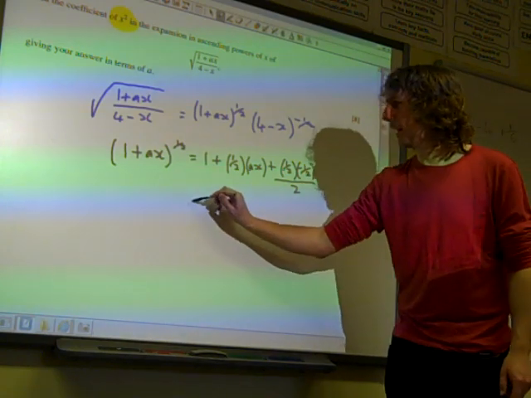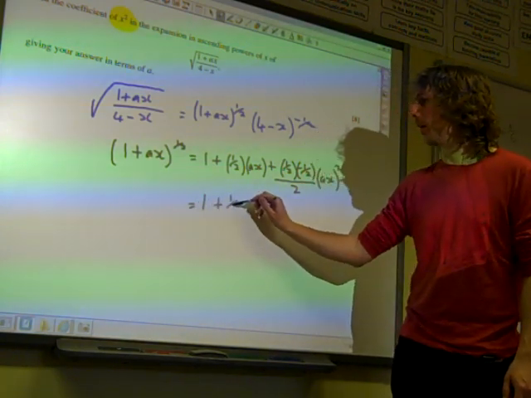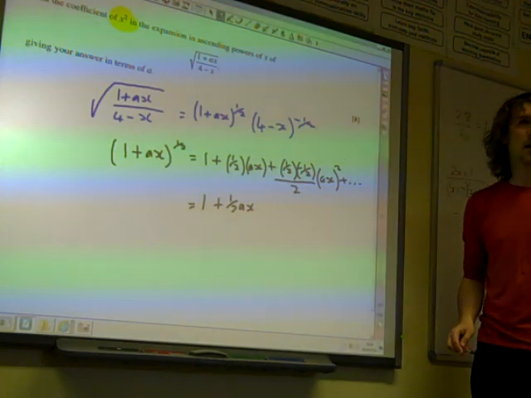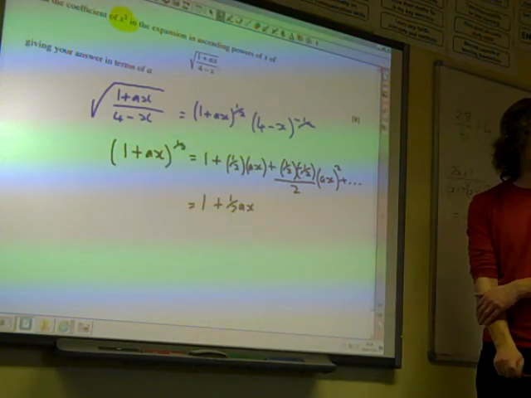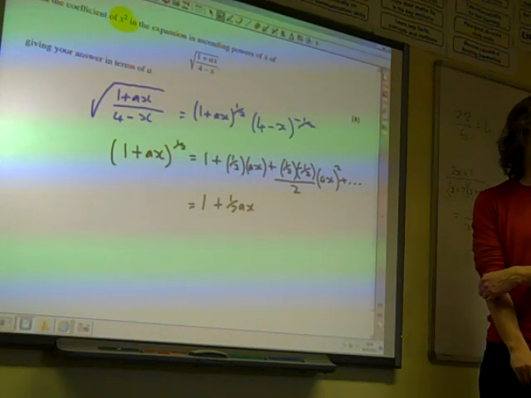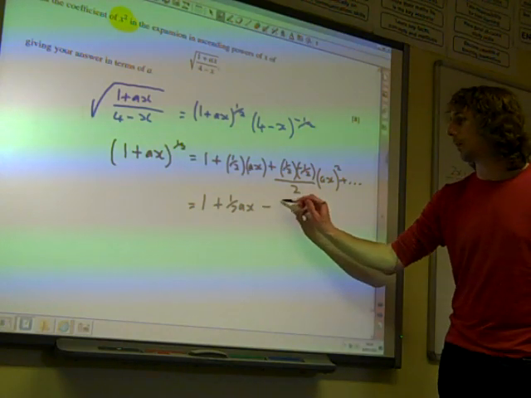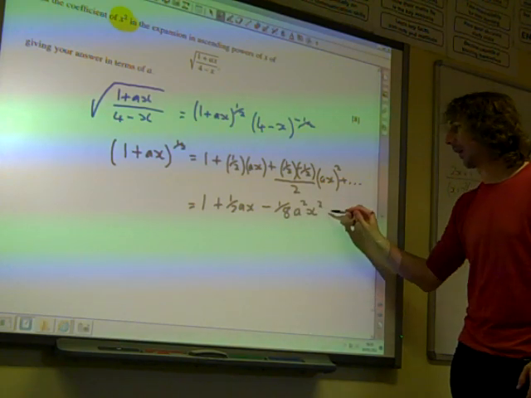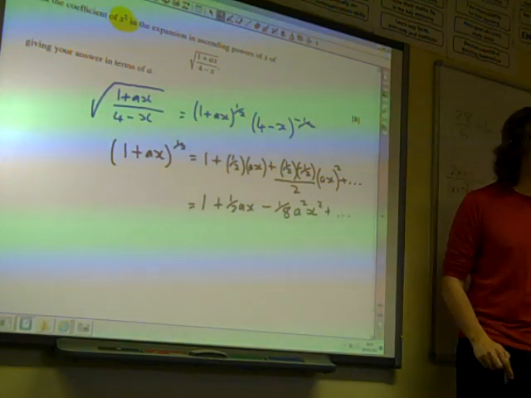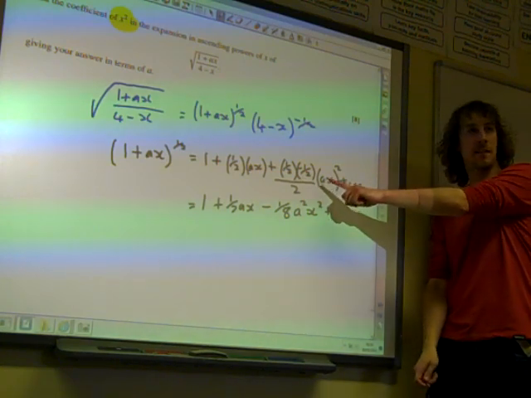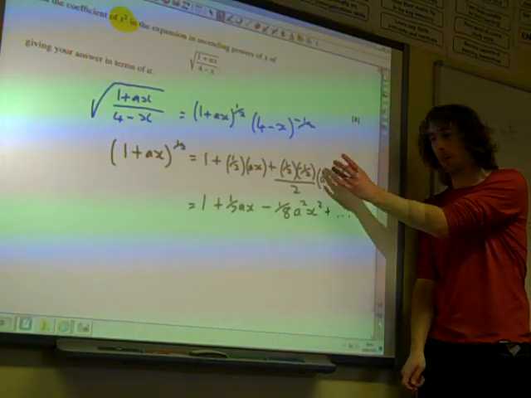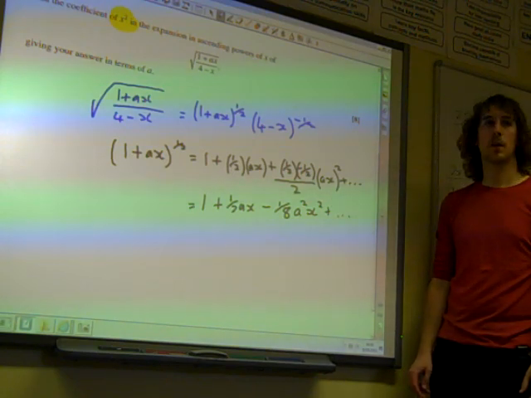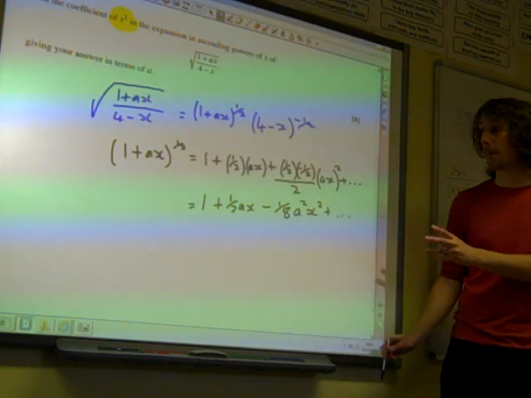Can we simplify this slightly? What we've got, a half plus a half ax. I think there we have a half times minus a half, that's minus a quarter, divided by 2, so that's an eighth. So minus an eighth of a squared x squared. Remember that the a is inside that with the x, and so both of them get squared. That's what people always forget. Okay, so that bit's done. Come back to that in a moment.